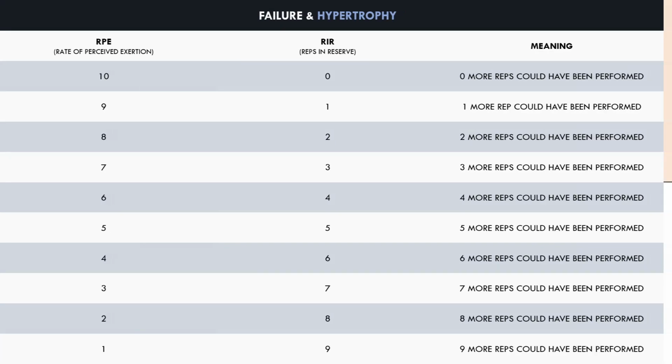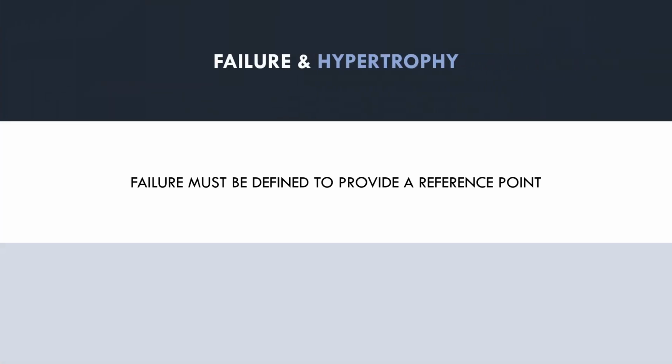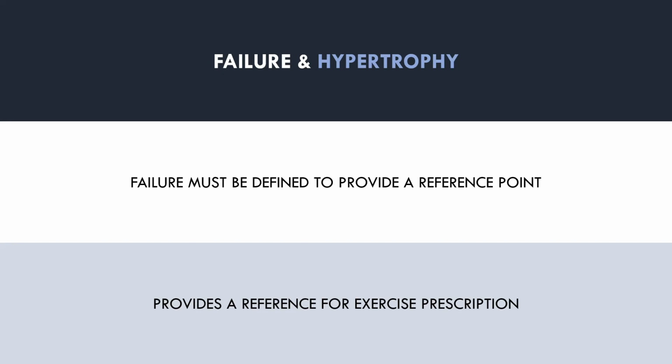For example, we may program 3 sets of incline dumbbell press with 1 to 2 reps in reserve. This means the trainee would take each set 1 to 2 reps before failure with whatever load is relevant for the trainee. So as we can see, we need to know what failure is so that it can be the reference point for each set. Trainees need to know what the point of failure is, otherwise how do they know what 1 to 2 reps in reserve is? Therefore, it is important to define failure to ensure the trainee understands what proximity to failure is based on.